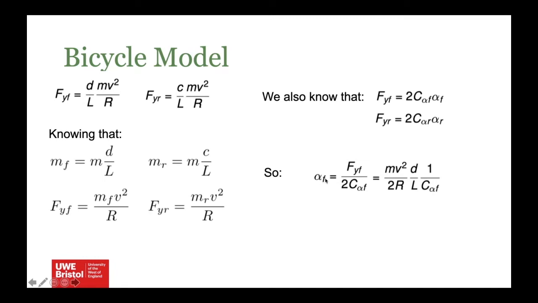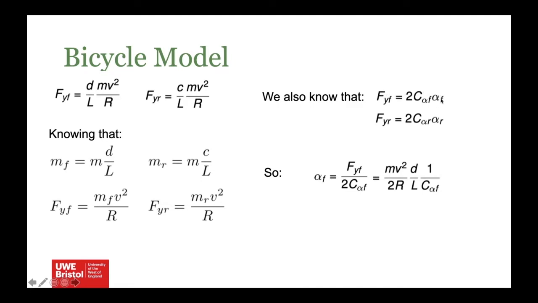So rearranging this equation, alpha F is going to be FYF divided by 2 C alpha F, which is there. And FYF we know equals this term or this term. It's up to you which one you use. In this case, I've used this term up here. So that's an equation to work out what the slip angle is. So we've got the lateral force being generated by the tires is 2 times the cornering stiffness at the front times the slip angle at the front.